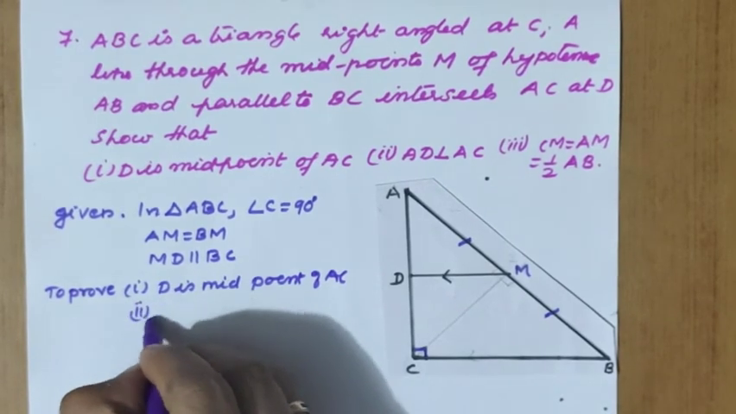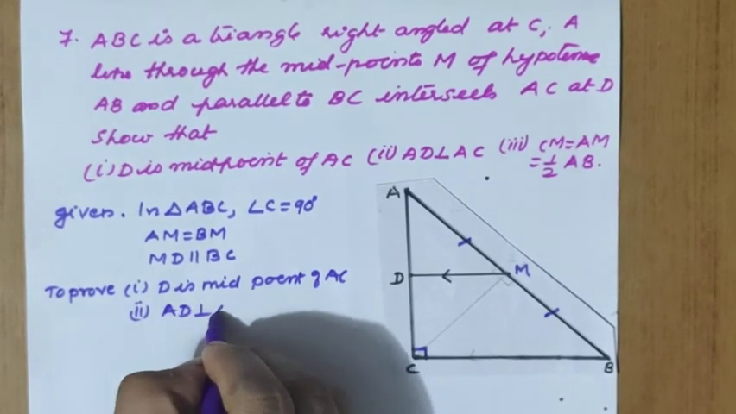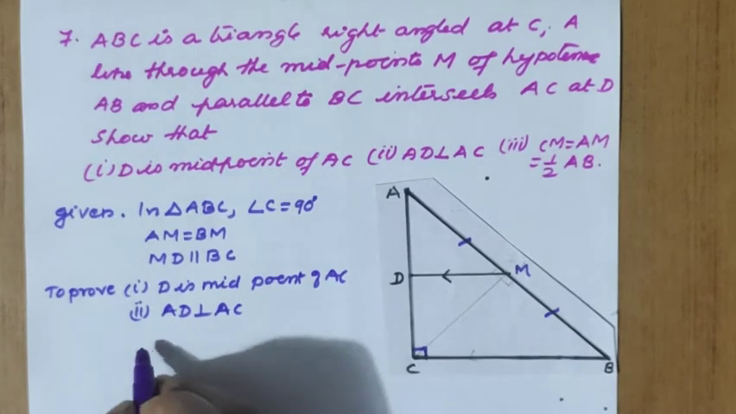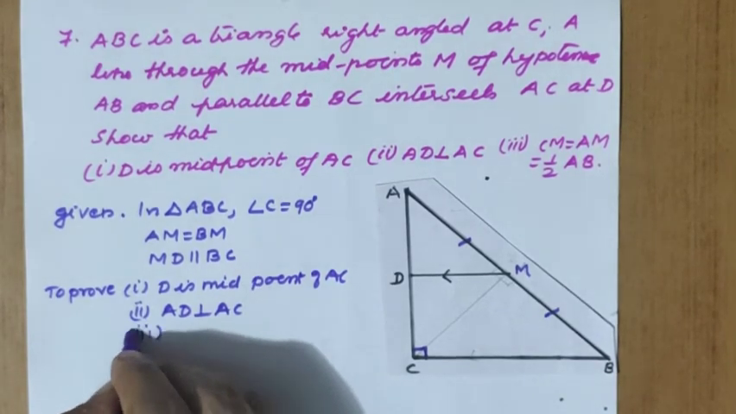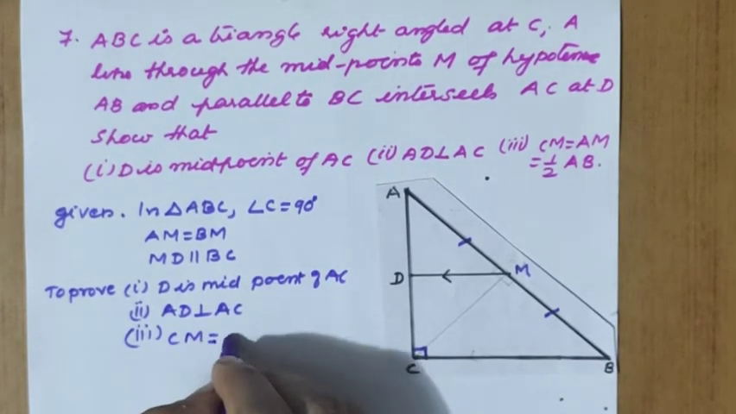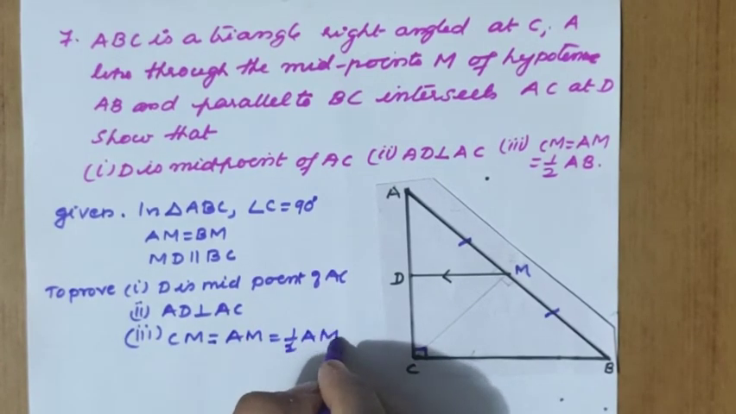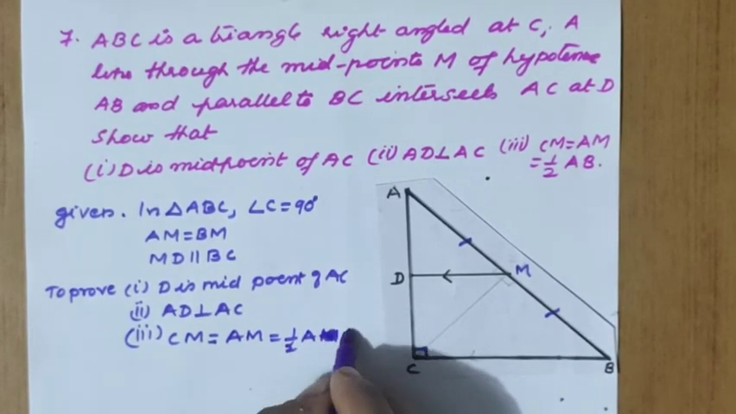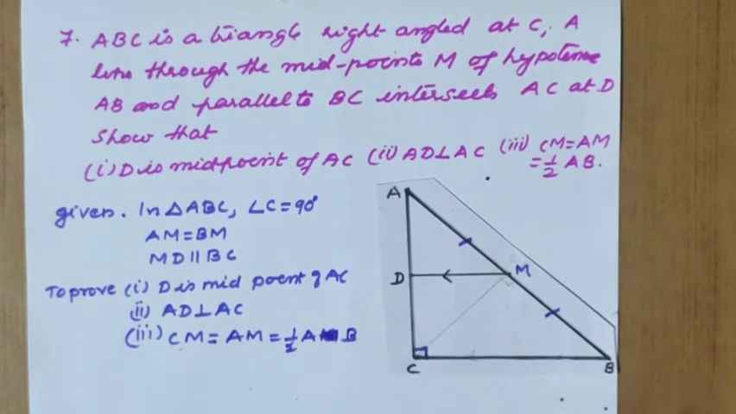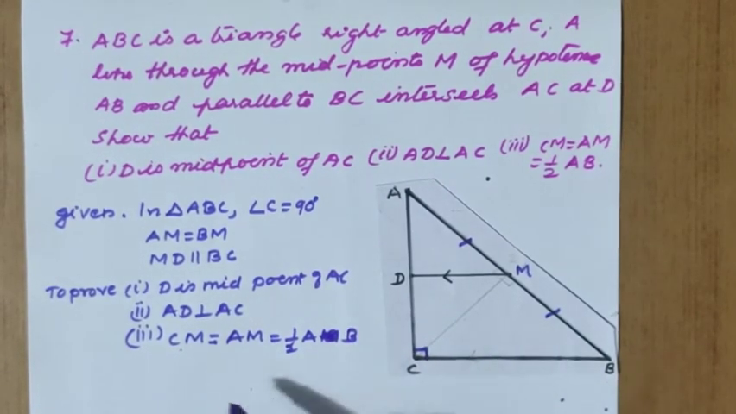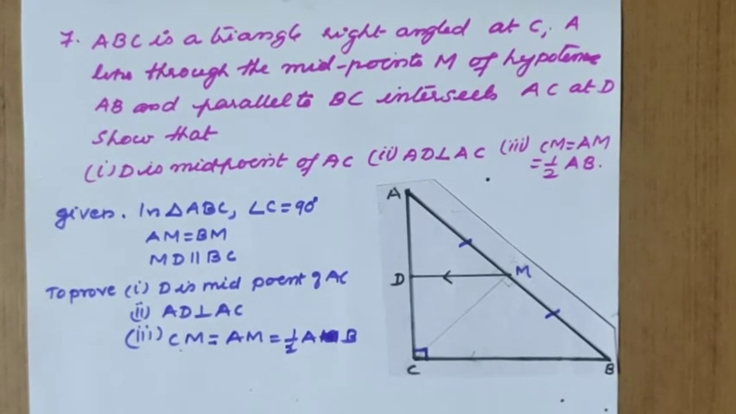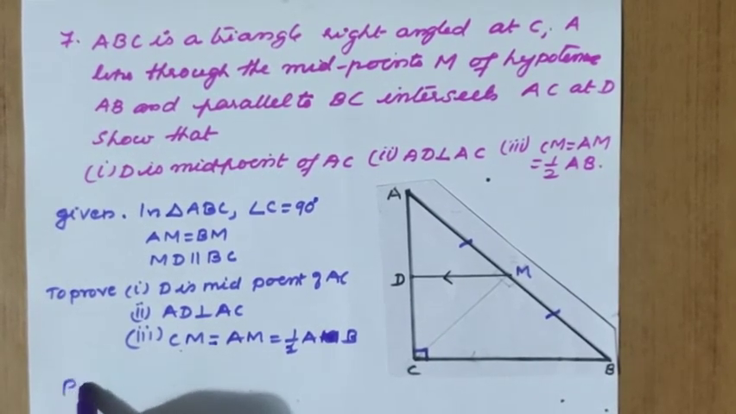Number 2, AD perpendicular to AC, or we can prove that angle D is 90 degrees. Number 3, CM equal to AM equal to half AB. AM is already half AB only, right? Now we have to prove that CM is also half AB. We have to join CM, but in a later part. First we will prove the first two proofs, so we will write a proof here.